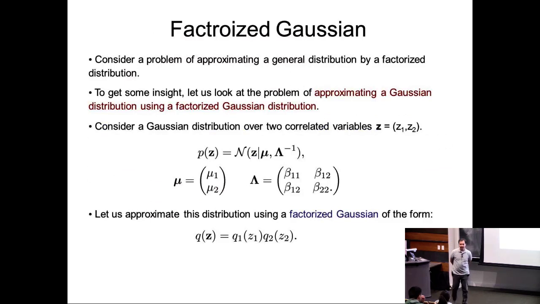So let me show you an example. Okay, let's walk through the example. Let's say you have a problem of approximating a general distribution by a factorized distribution. Let's say we look at approximating a Gaussian distribution using a factorized Gaussian distribution. So we have a two-dimensional Gaussian over two correlated variables, z1 and z2. That's the definition of the two-dimensional Gaussian. And let us approximate this distribution using a factored Gaussian of the form: Q of z is just some factor of z1 times some factor of z2. Okay?